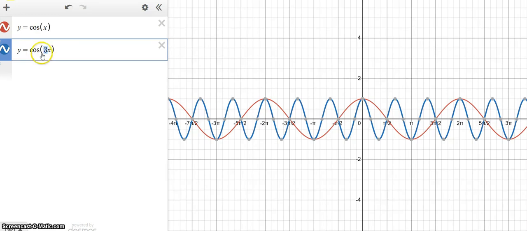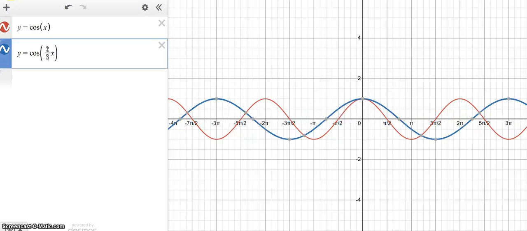Okay, the same thing works if I put a fraction here. Let's say I put, I don't know, how about 2/3. So again, you can see what it does. It stretches it out. Instead of my period going to 2 pi, one complete cycle takes longer, takes all the way to 3 pi now. It stretches it out.